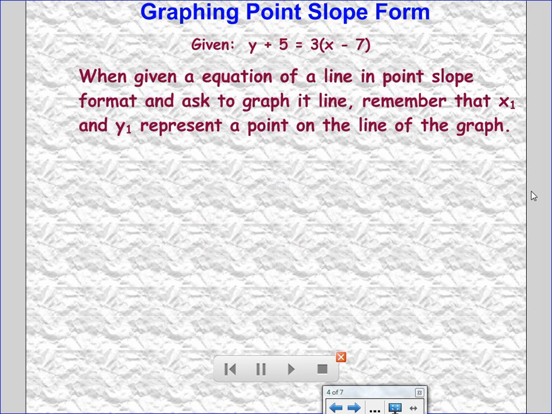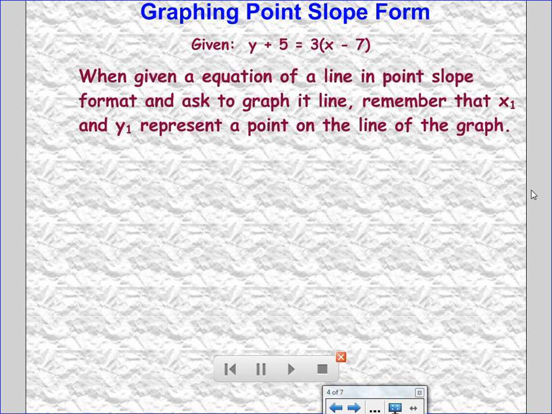This is the next video in graphing forms of a line for Mr. Ellis's bridge class. Today we're going to graph the point slope form of a line. The equation that we've been given is y plus 5 equals 3 times x minus 7.